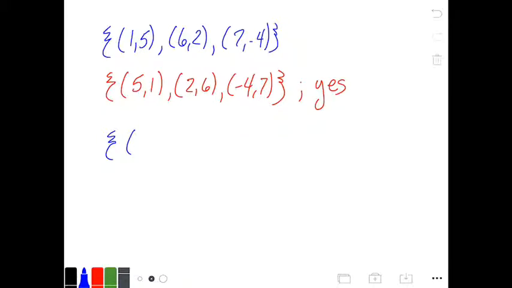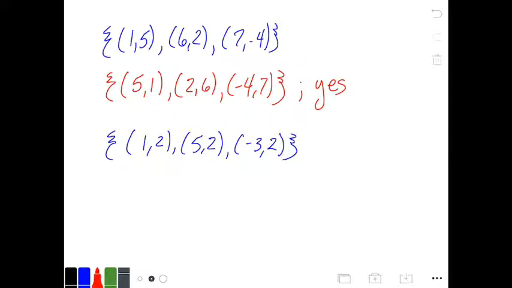Number two, the coordinates are (1, 2), (5, 2), and (-3, 2). So if I ask you guys to tell me the inverse of that, hopefully y'all can do that. Pretty simple. You switch the coordinates: (2, 1), (2, 5), and (2, -3). Now the question is, is this the inverse of a function?